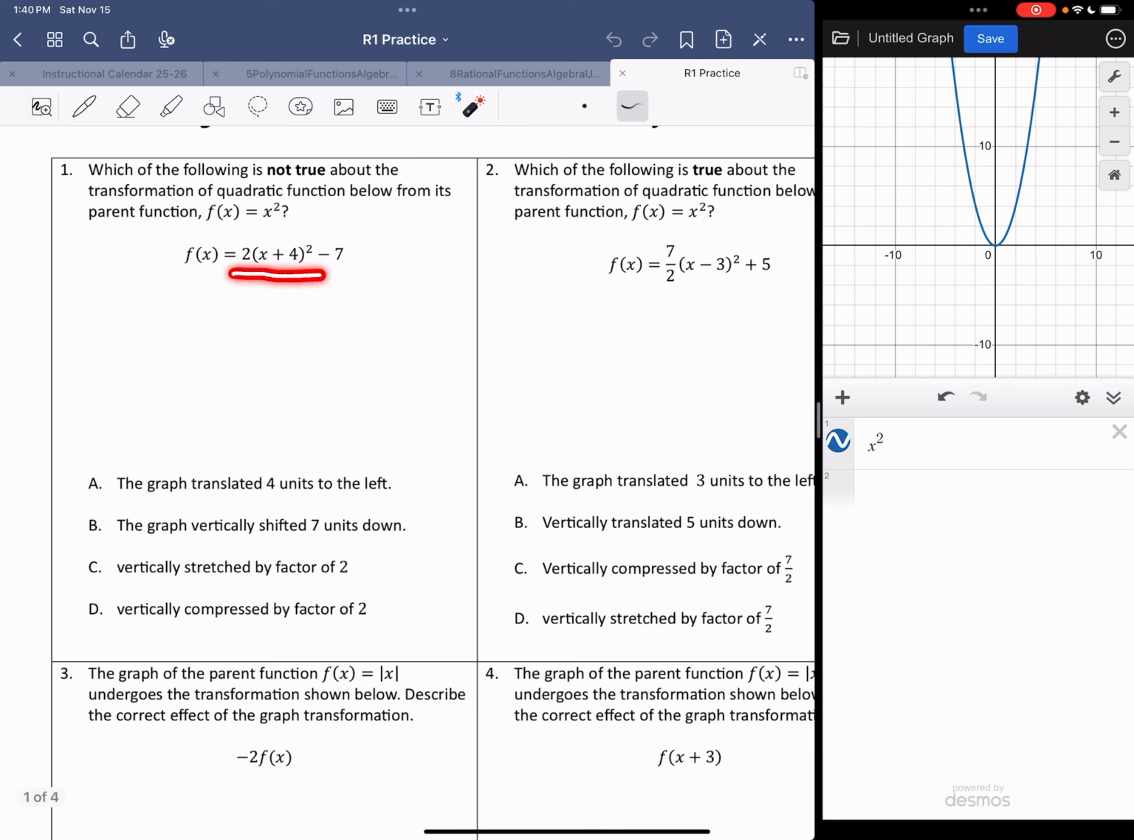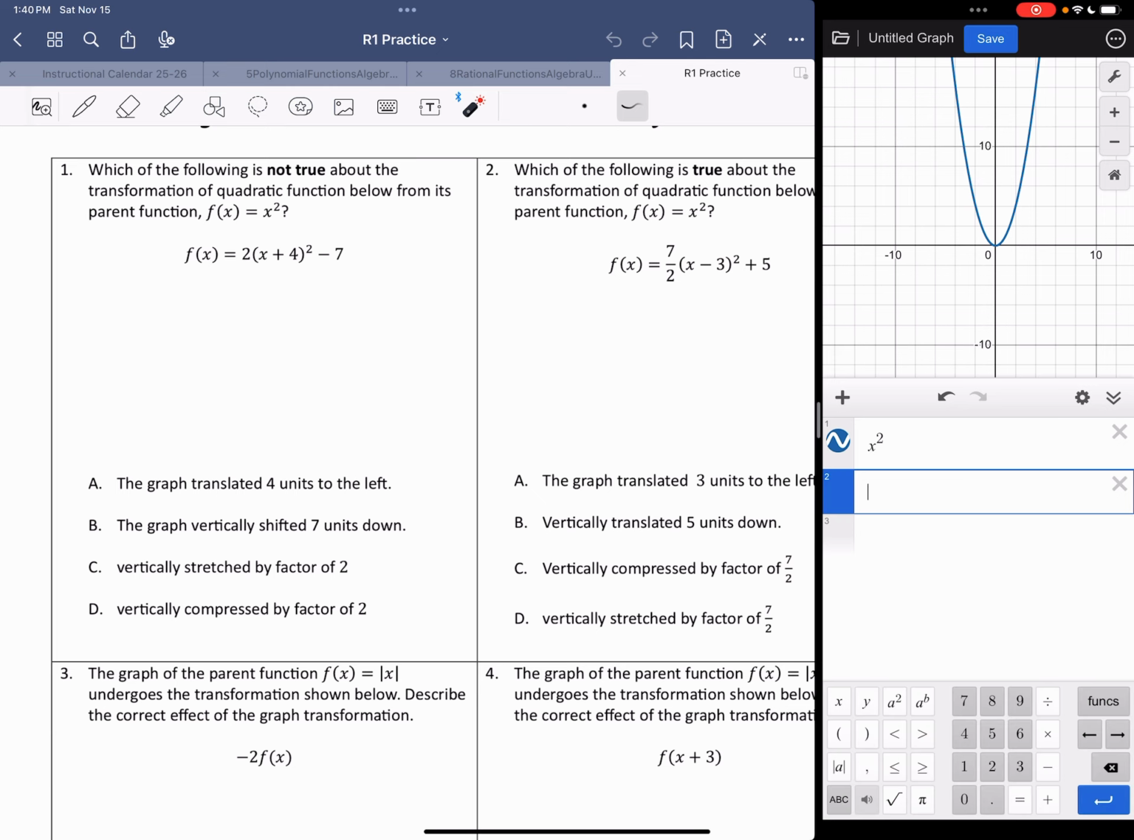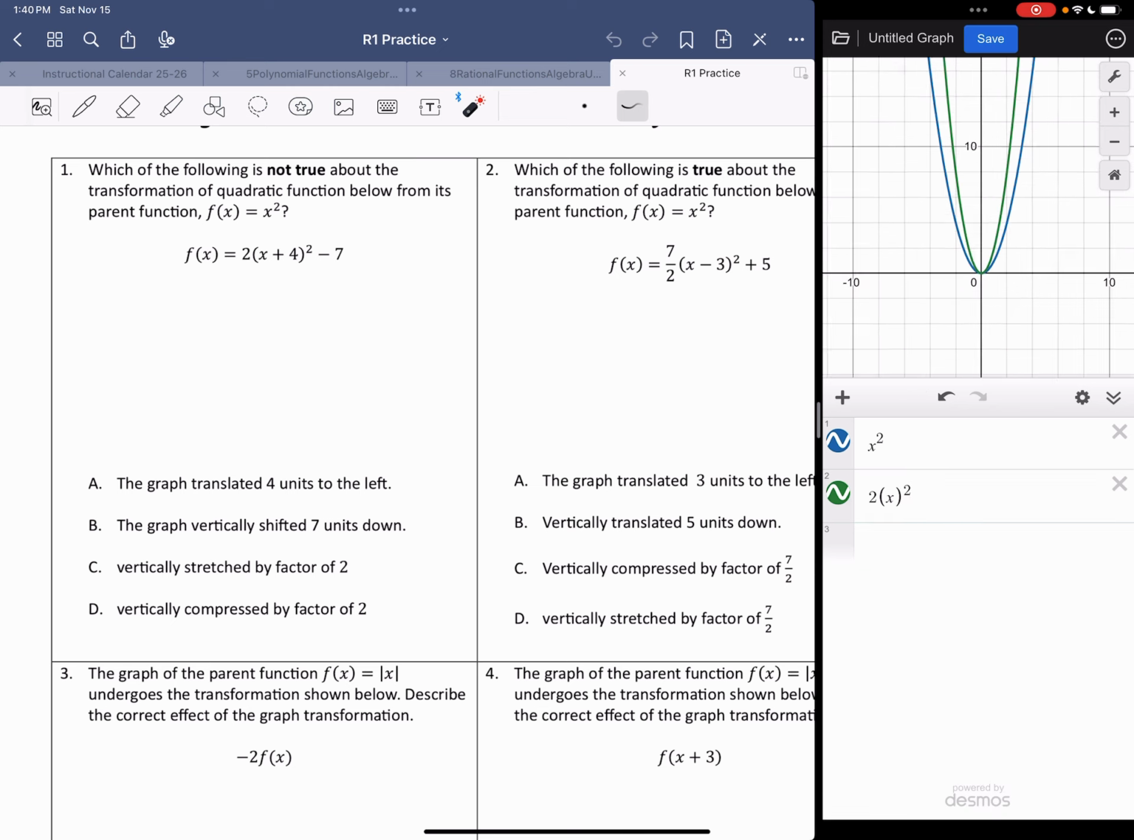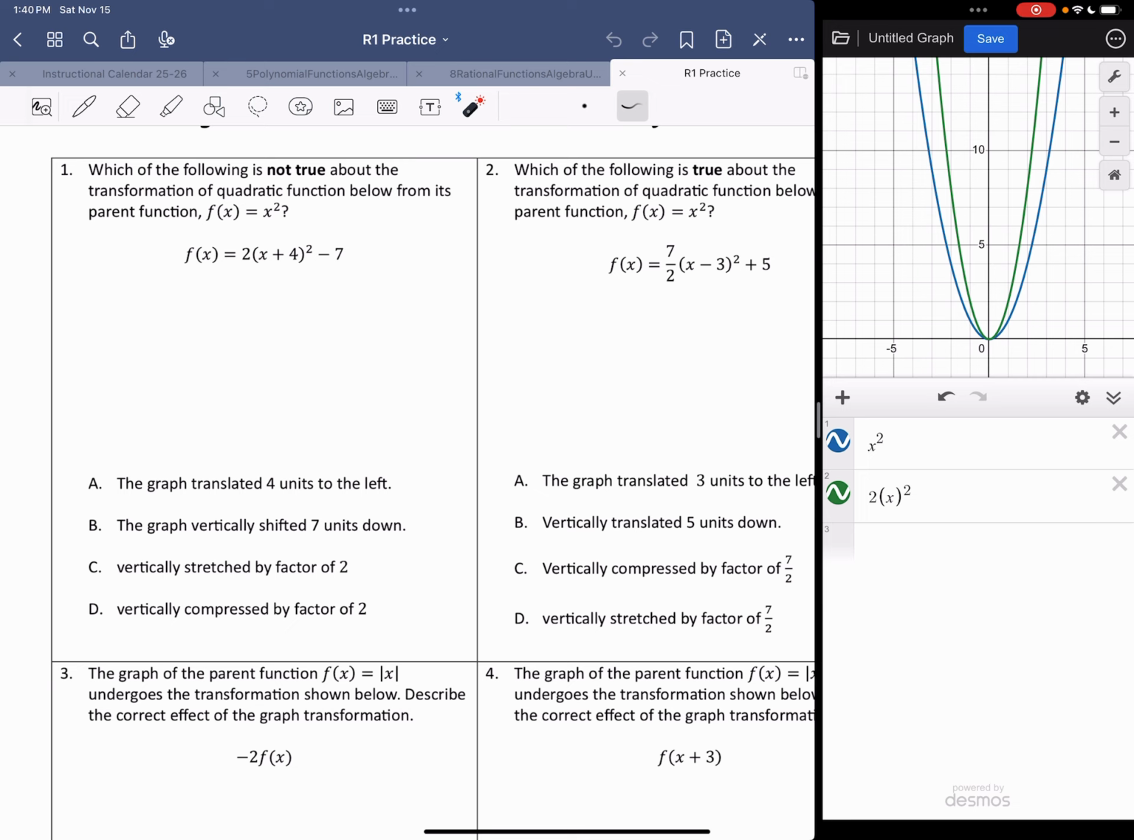And what we're going to do is put this into decimals and see how the graph transforms. Actually, I should do one by one. Because of this 2, as you can see, the green graph is narrower than the blue one. So this one is vertically stretched by 2.